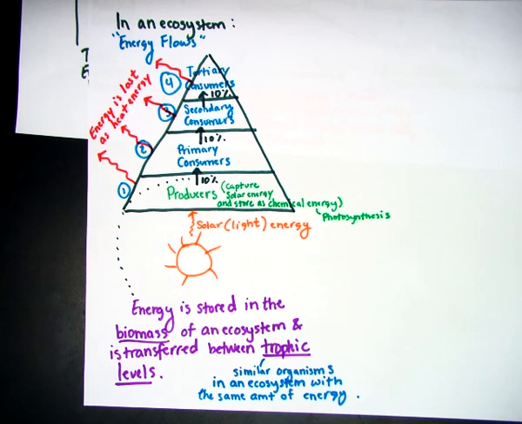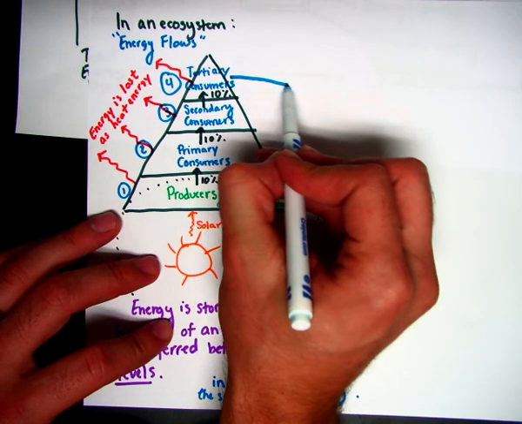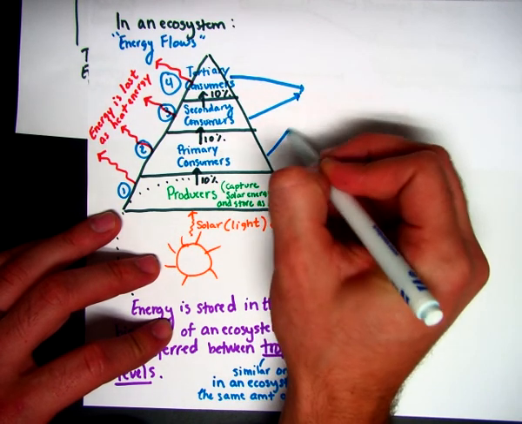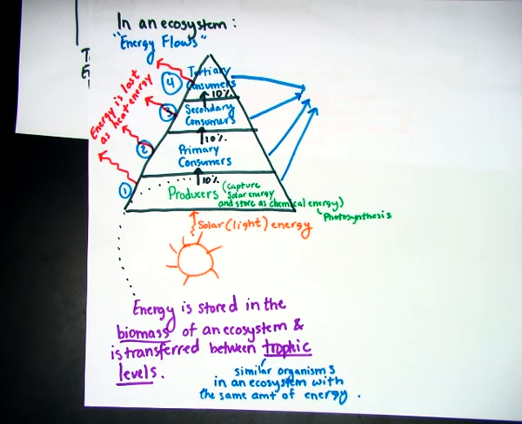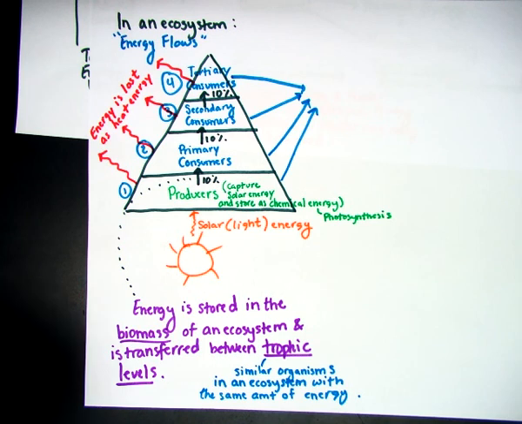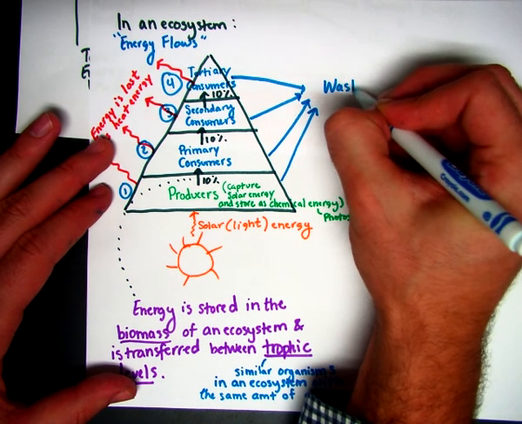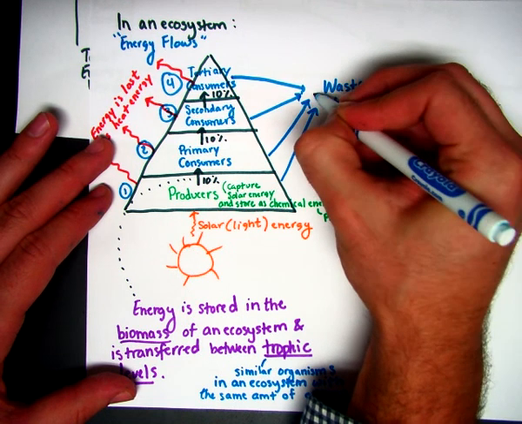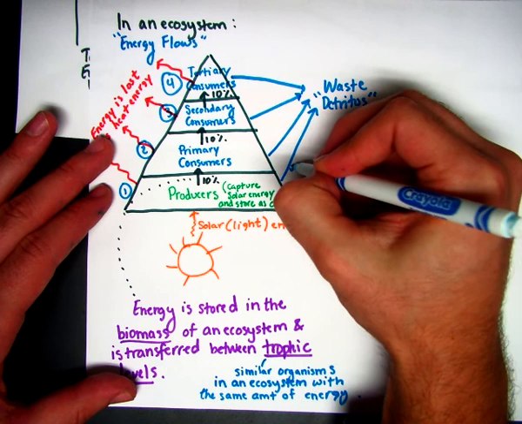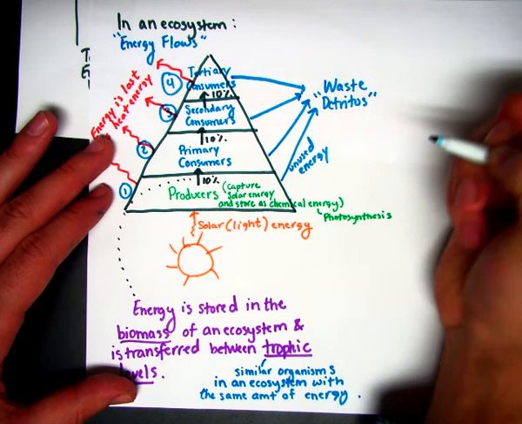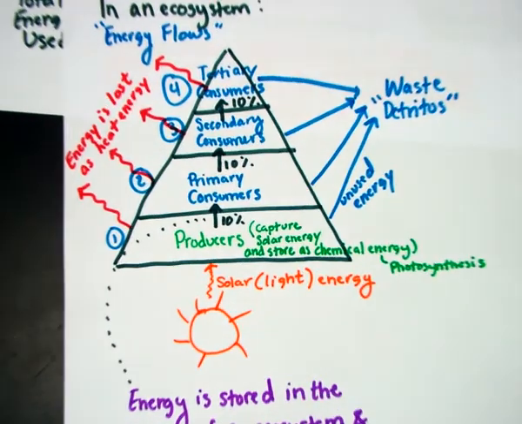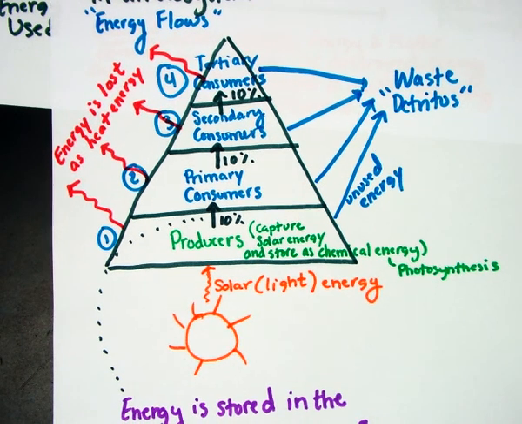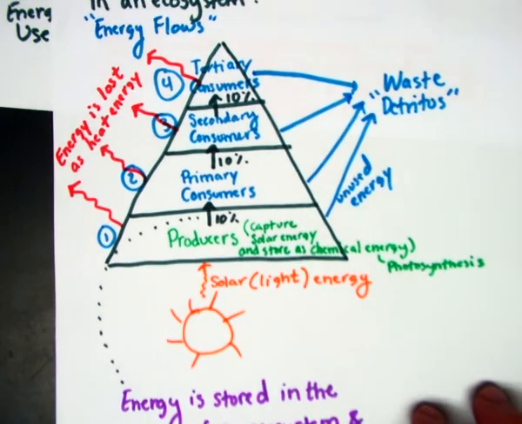And then also, at every transition, there's actually energy that goes unused. There's energy that goes unused, and we call that waste, or detritus, another term. This is unused energy. So if you think about when a producer dies, when a tree dies, there's still energy contained in that biomass, but it wasn't used. And so it gets put into this category of waste.